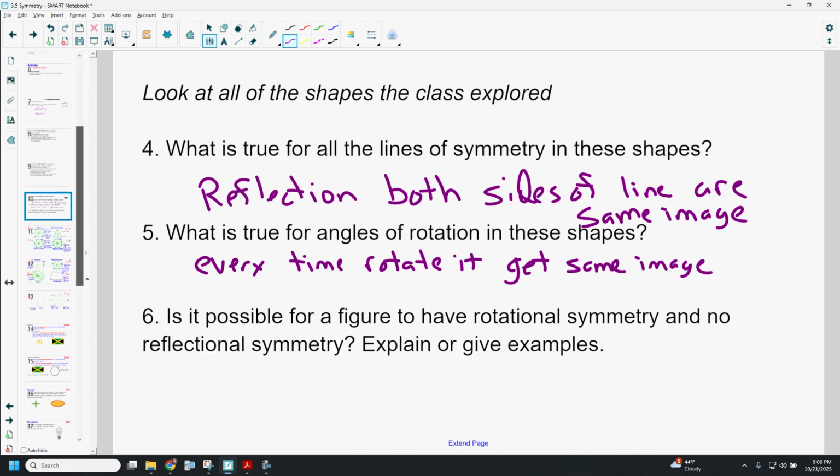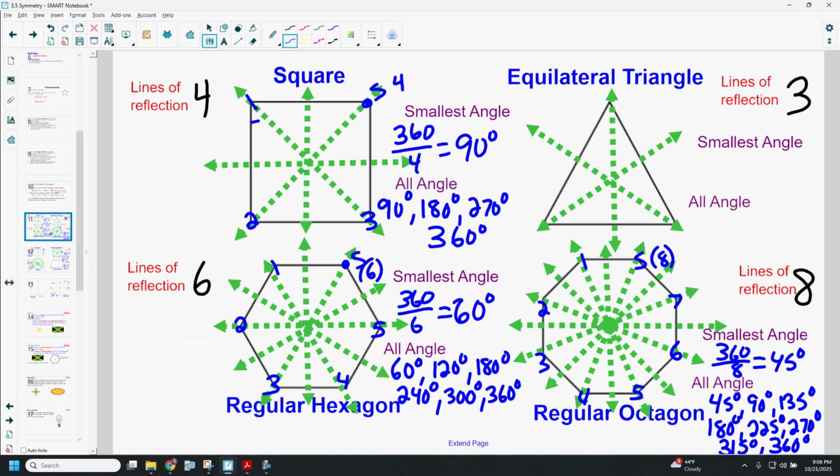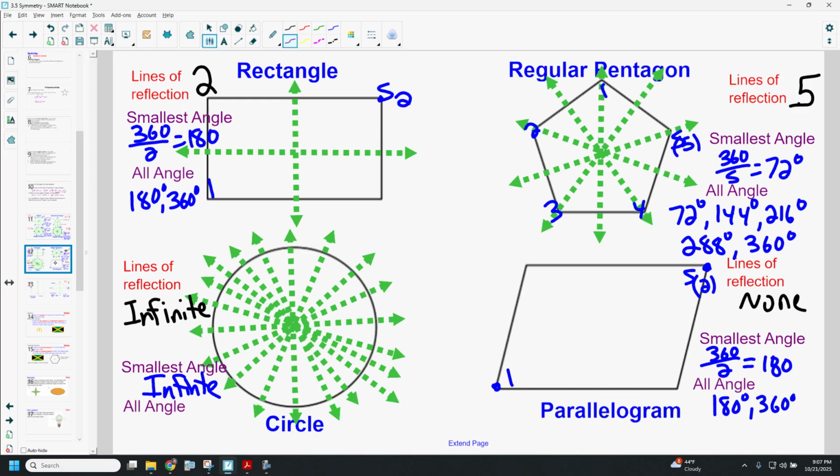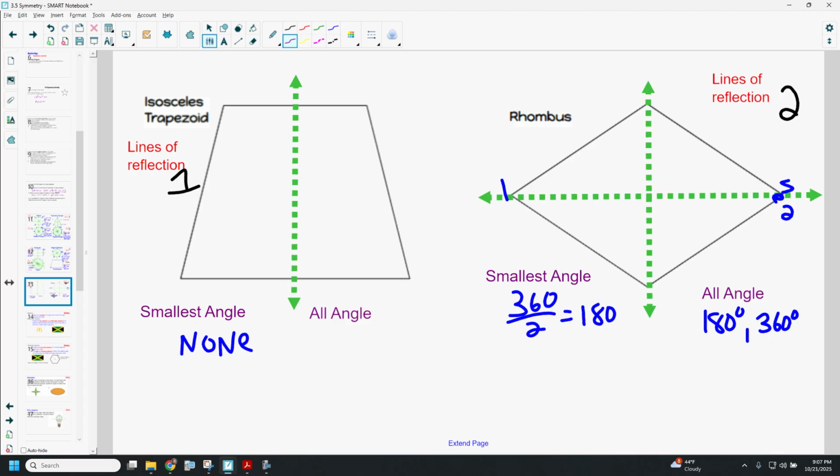On the back side of your notes, here are some of the shapes we had. We've got the square, equilateral triangle, regular hexagon, regular octagon. We've got a rectangle, regular pentagon, circle, parallelogram, an isosceles trapezoid, and a rhombus. None of you had the parallelogram or the circle. We're going to come back and talk to those a little bit later. But first, I want to talk about what is symmetry.